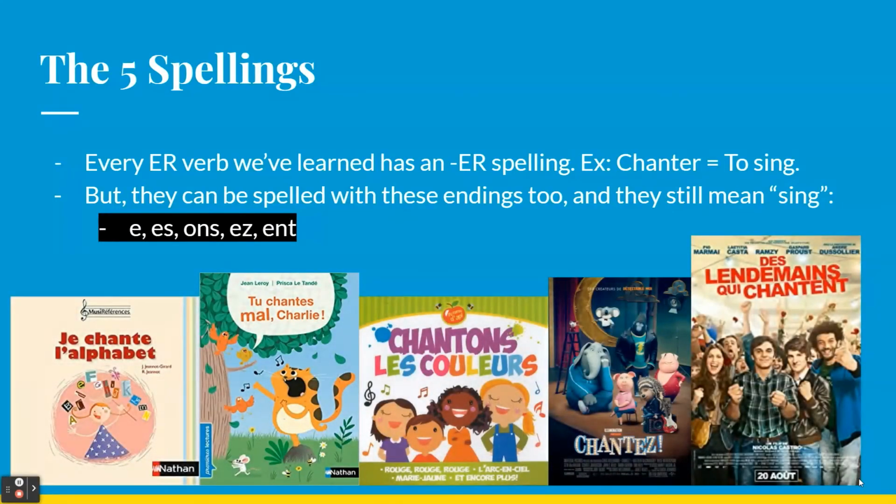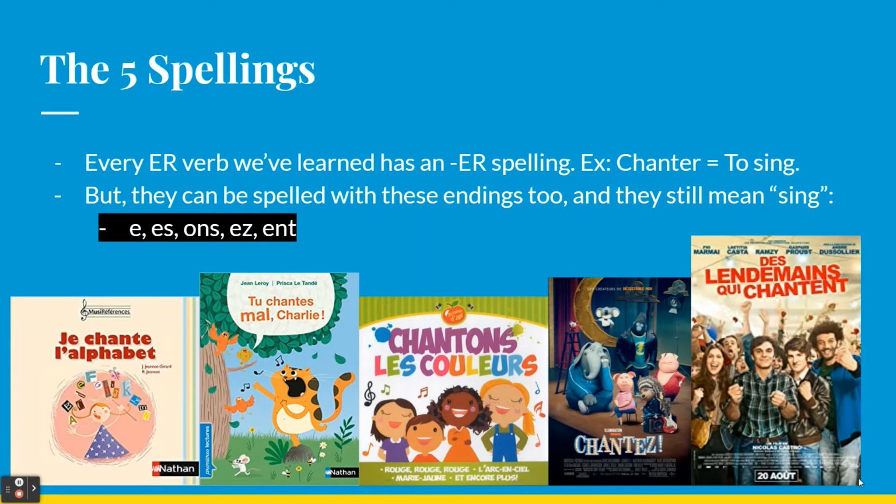So here's some examples that I pulled off the internet. Look at the bottom left. It's a kid's album named Je chante l'alphabet. I sing the alphabet. Why is that spelled with an E and not an ER like on our vocab list? The next one is a book. Tu chantes mal, Charlie. That time chante is spelled with an ES.